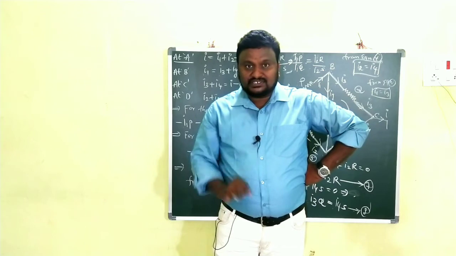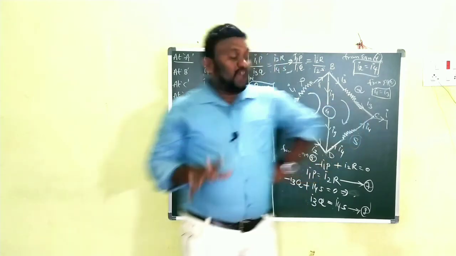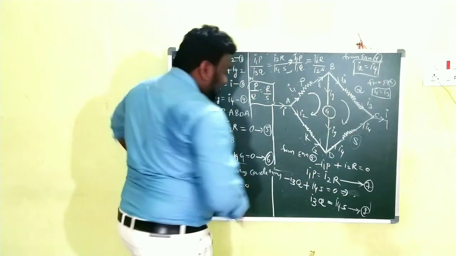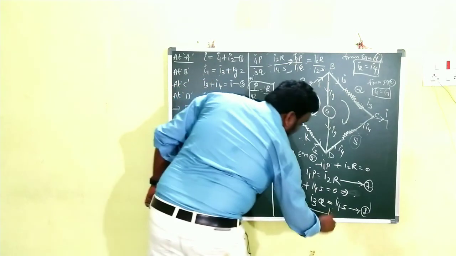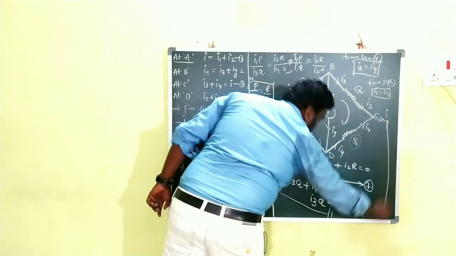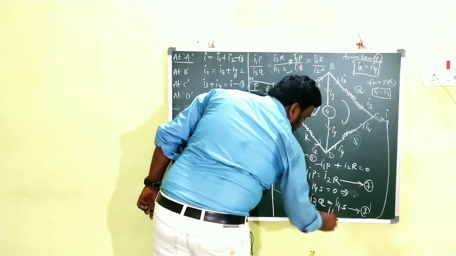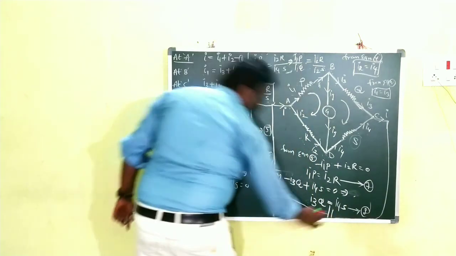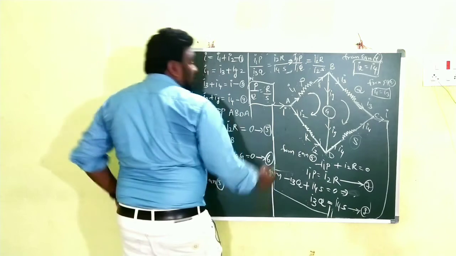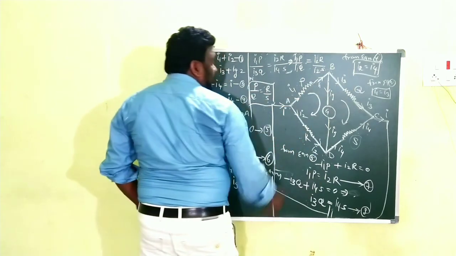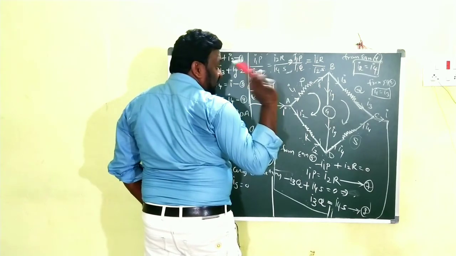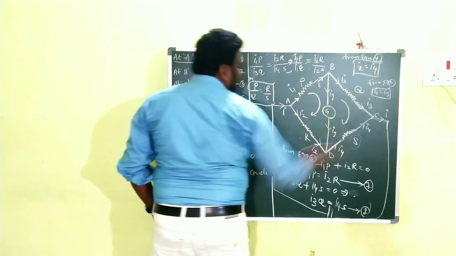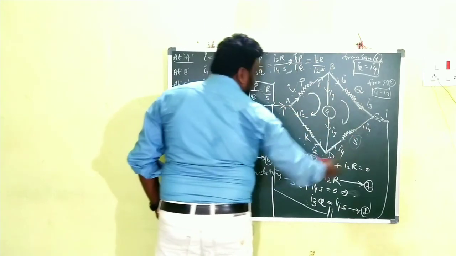That's the main purpose. Next, here we have one diagram. Here we have one cell, I am showing it like this. Here this is one resistor P. The Wheatstone bridge consists of four resistors P, Q, R, S. They should be arranged like this.